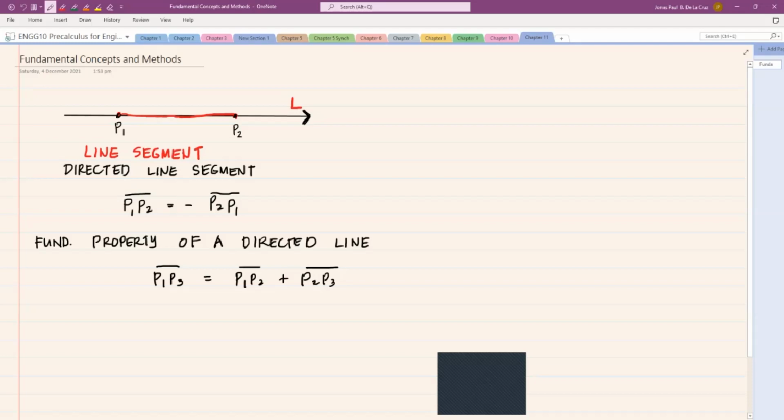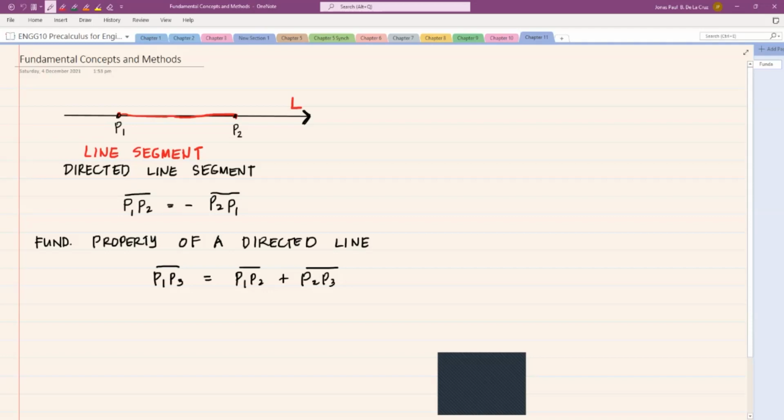Itong relationship na to is true regardless of the relative positions of the points on the directed line. Okay, kahit nasaan ngayon si P1, P2, tsaka si P3, this equation holds true. Basta, you have to designate which are, kapag to the right ay positive, to the left ay negative, this equation holds true for whatever relative positions of P1, P2, and P3. Okay? So yan yung fundamental property ng directed line natin.